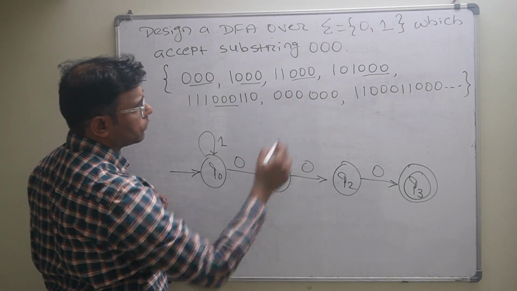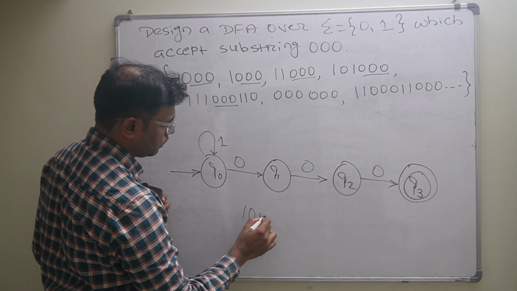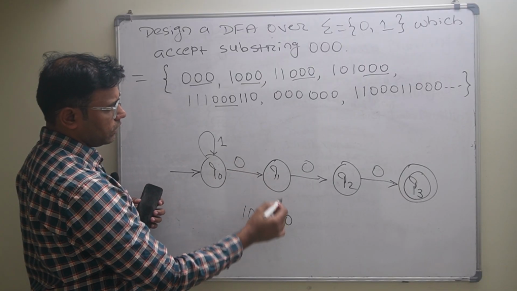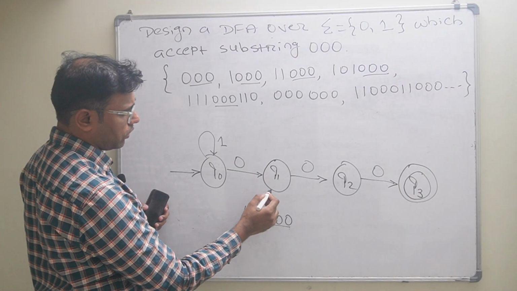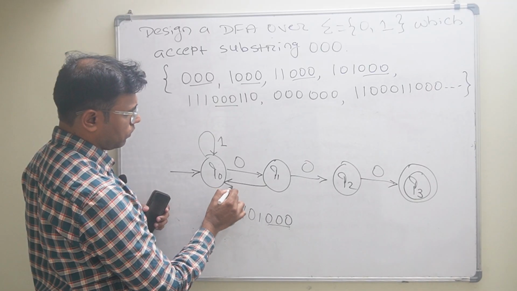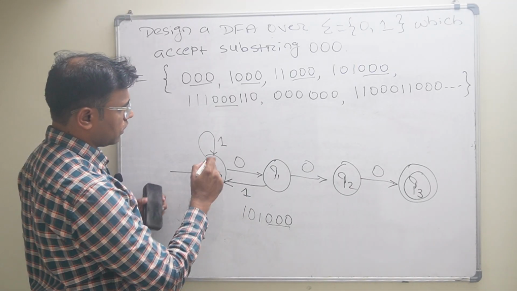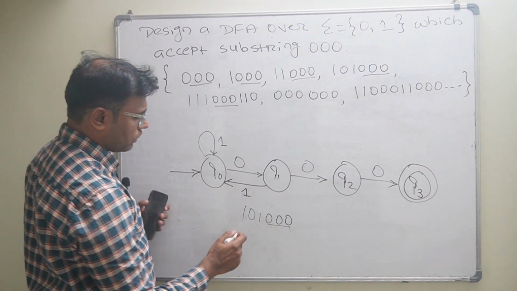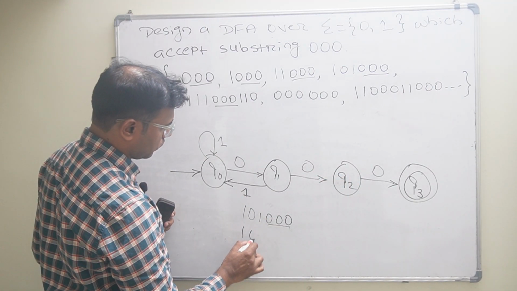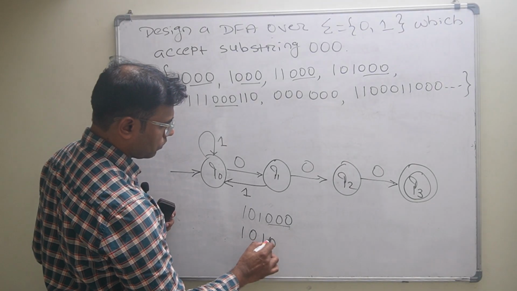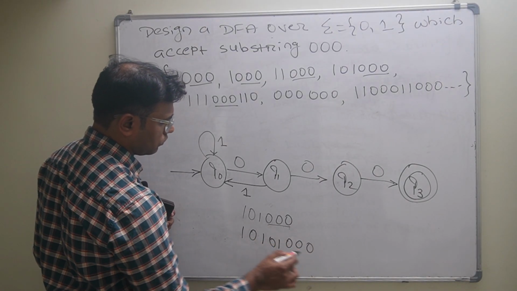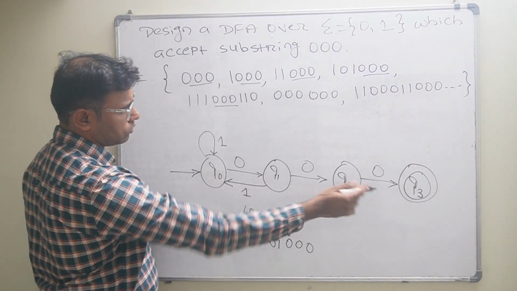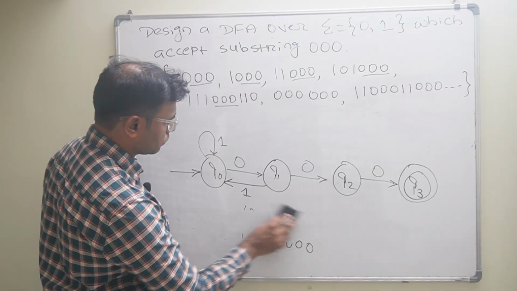Then next is 101000. So 10, then we want 000. What we have to do is go back again on 1. So it will accept 101000. So the string is accepted. Now the next possibility I can write is 10101000. So let us see, 10101000. It is again accepted.